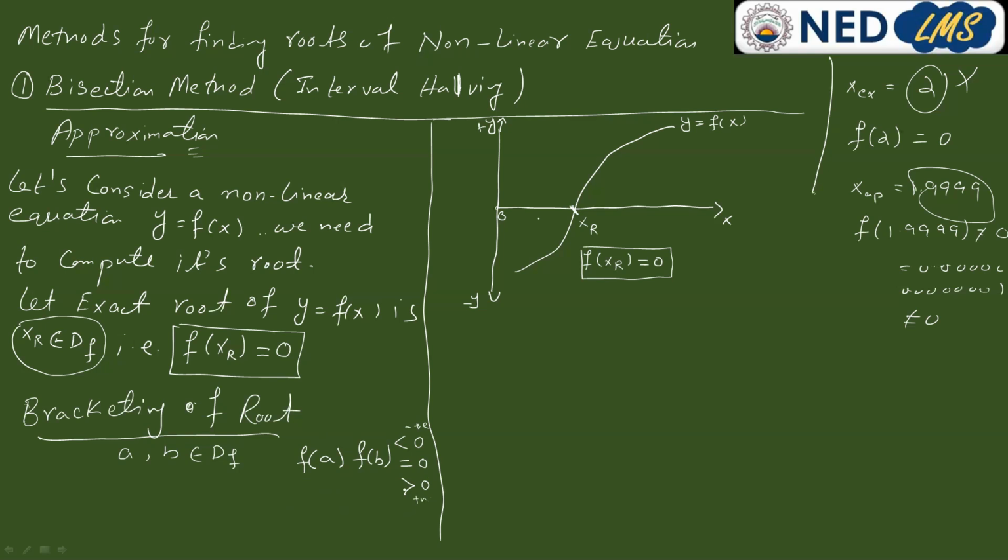For us, this has very great importance. If you have two points selected and you have the condition f of A into f of B equal to 0, this means that at least one of A or B is a root. Why? Because if I multiply two things and the answer is exactly 0, this means that either this is 0 or that is 0. That is, if f of A times f of B equals 0, this implies either f of A is 0 or f of B is 0.